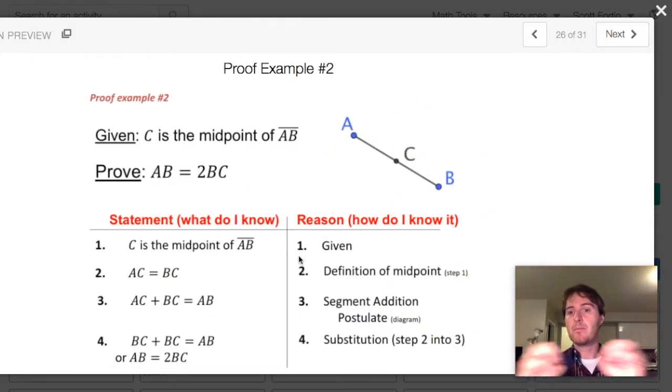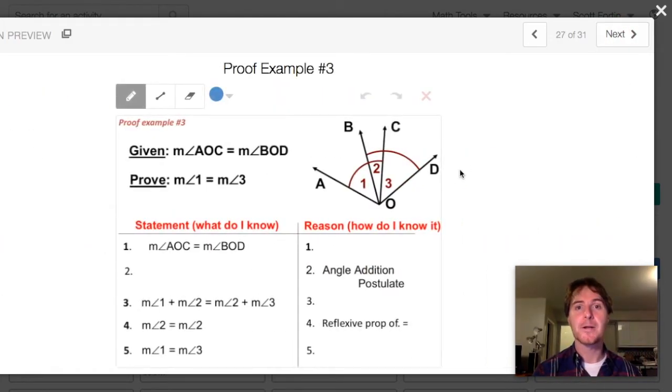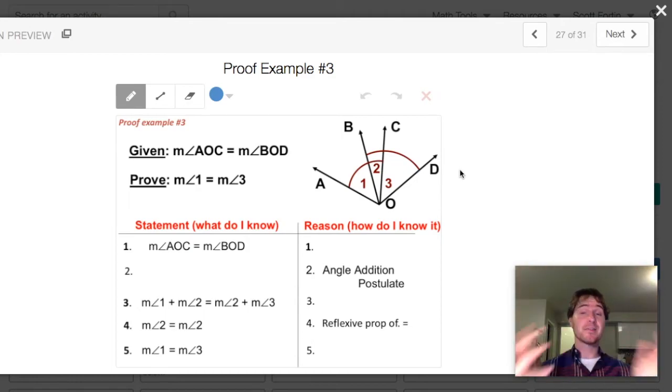Any questions on that one? Maybe rewatch it. Maybe read this on your own time. I'm not going to go over this one. I think you guys probably want to do your exit ticket. Move on with your merry lives right here. Proof example number 3. I think this is actually the last one.